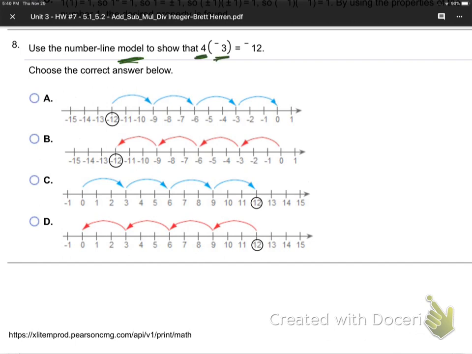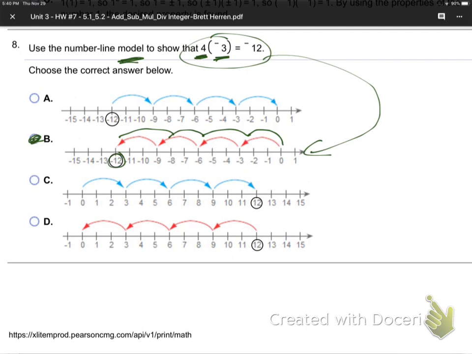4 times negative 3. Which one of these models shows 4 negative 3's? See, it's B, isn't it? This is negative 3, goes back 3, and negative 3, and negative 3, and negative 3, 4 times, and the answer is negative 12. That shows them this math operation on a number line. 4 negative 3's equaling negative 12, starting at 0, starting at nothing.